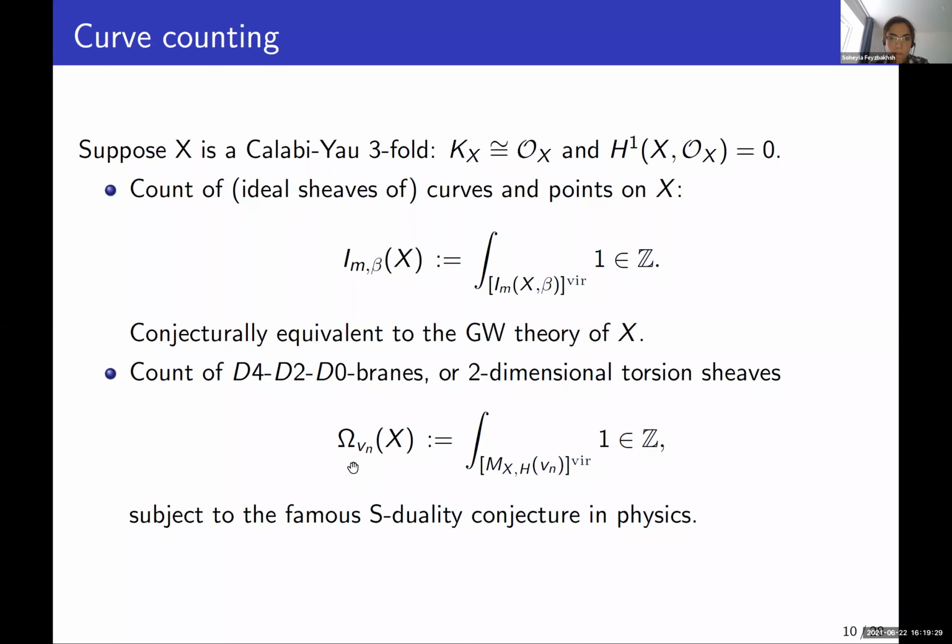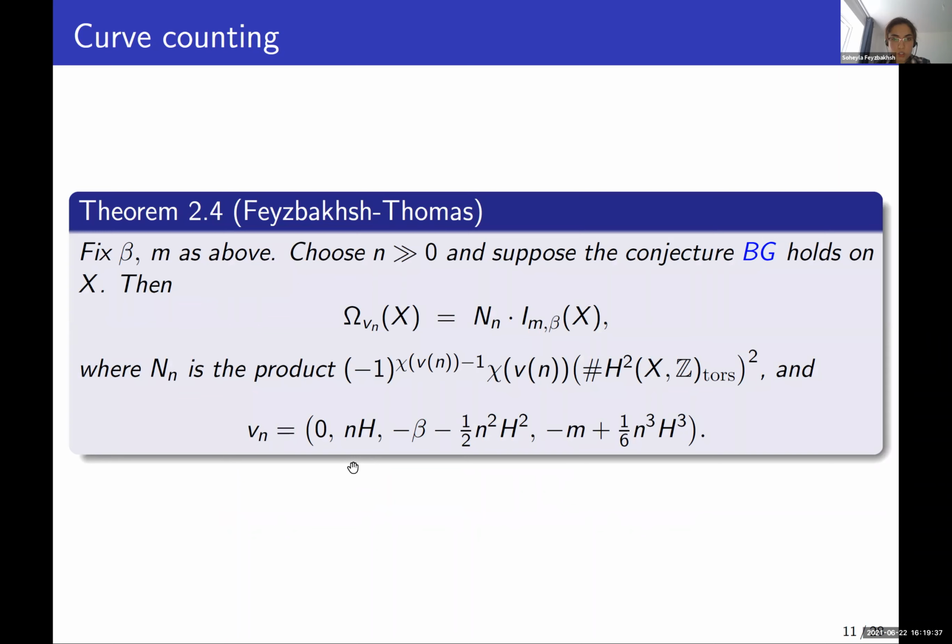And these are subject to the S-duality conjecture in physics, which expects that these counting invariants have some modular properties. As an immediate result of the first theorem that I've stated, we can actually show that as soon as n is large enough and this weakening of the BMT conjecture holds on X, then Omega_Vn(X), which counts Gieseker semi-stable sheaves of class Vn, is equal to the product of Nn with I_{n,beta}(X), which is just the counting of curves and points of class beta and n. And Nn here is, we need to choose the section and also the line bundle with torsion C1. That's why Nn, up to sign, is just chi of Vn times the square root of the number of torsion elements in the second rational cohomology.